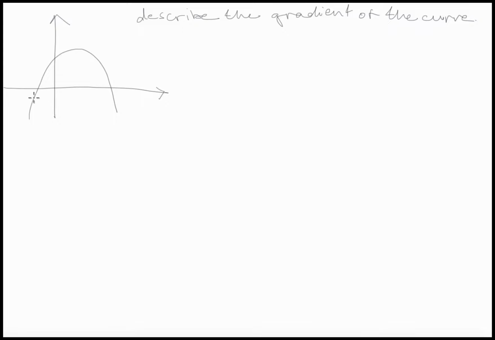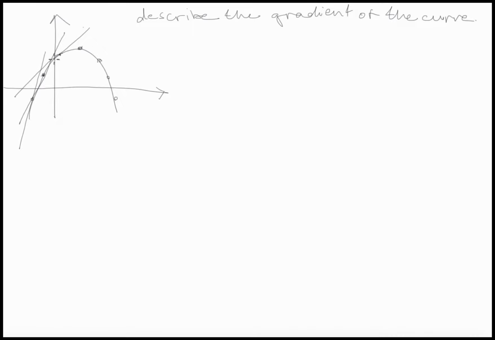So again, to be able to describe the gradient of this curve, we look at different points on this curve. Let's say these are the points that we think of, okay? If you draw straight lines, or tangents, to each of these points, you will be able to see the gradient of this curve at those points.